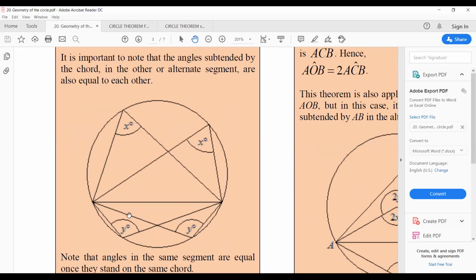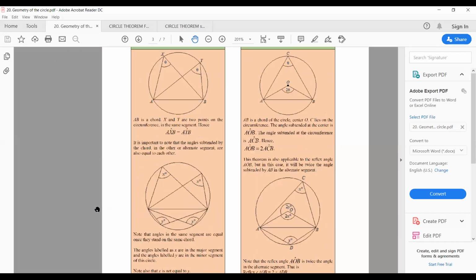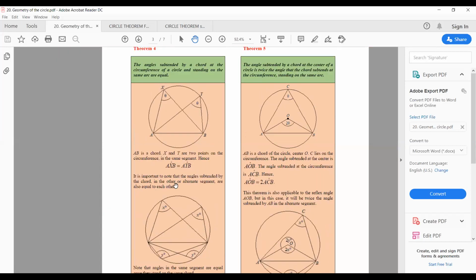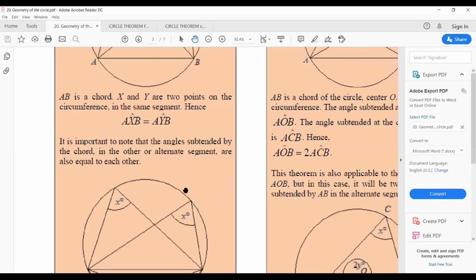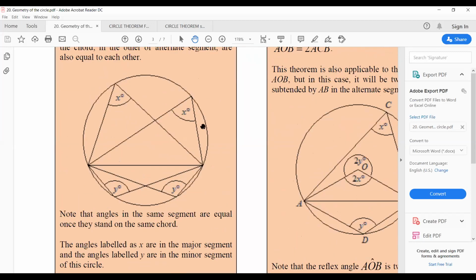So again, this rule says that angles subtended by a chord at the circumference of a circle and standing on the same arc are equal. So these angles are subtended by a chord to the circumference, and therefore they are equal, both on the top and on the bottom, right? This angle is equal to this angle is equal to this angle. However, x is not equal to y. Just note that, okay?